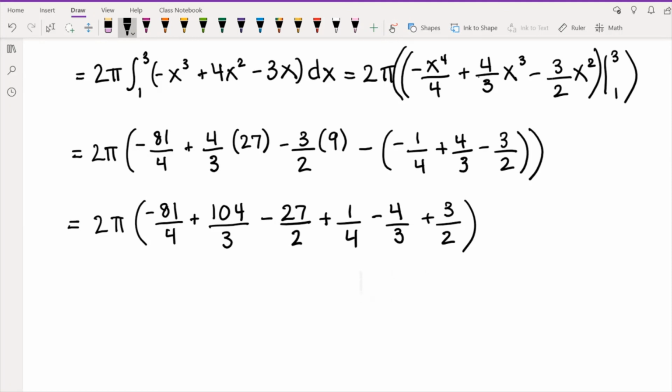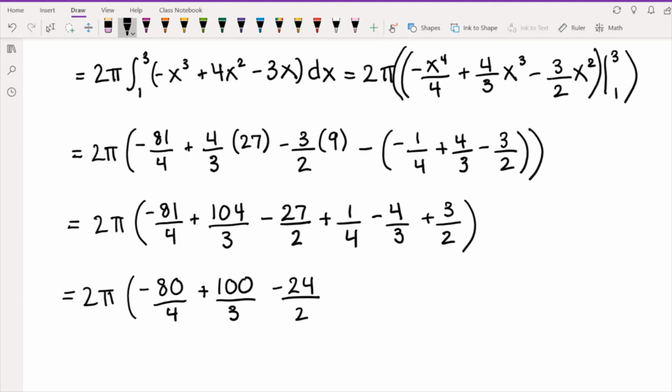Okay, so what is going to simplify here? Well, we can do negative 81 over 4 plus 1 over 4, so that's going to give us negative 80 over 4. So that's nice because that's going to be an integer. And then we have 100 over 3. And then for the halves, we have negative 27 plus 3, so that's negative 24 over 2. And so that's going to be negative 12. So we now have 2 pi times negative 20 minus 12 plus 100 over 3.